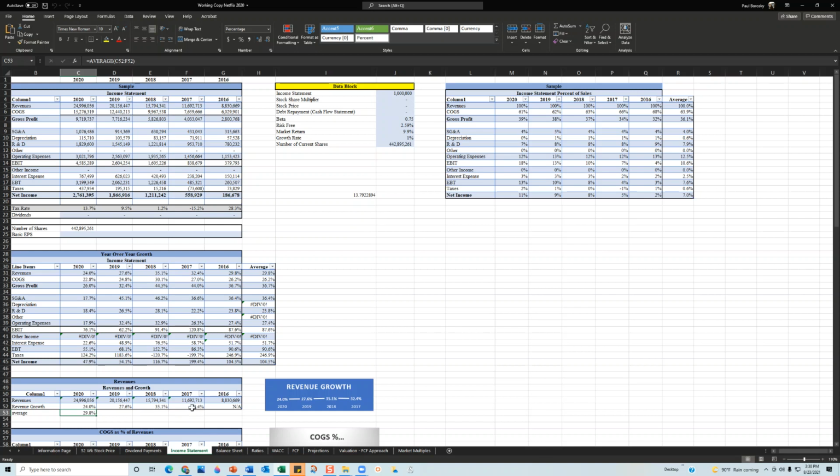However, as an investor, we also want to know that they're not going to be able to keep up a 30% or a 20% growth rate for 5 or 10 or 15 more years.